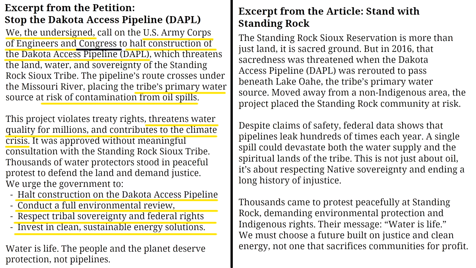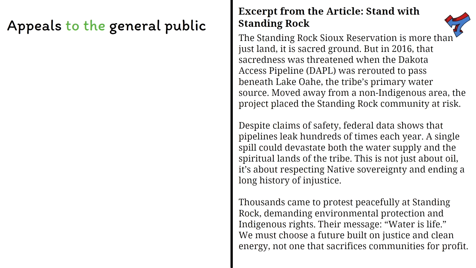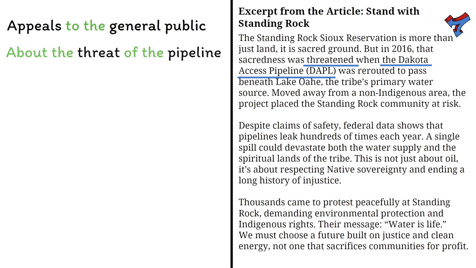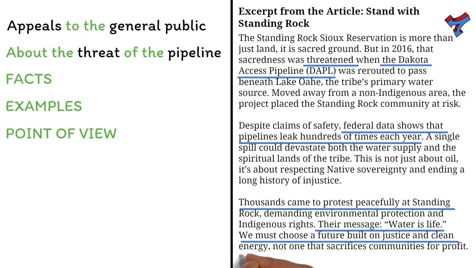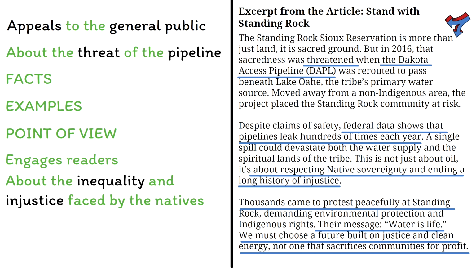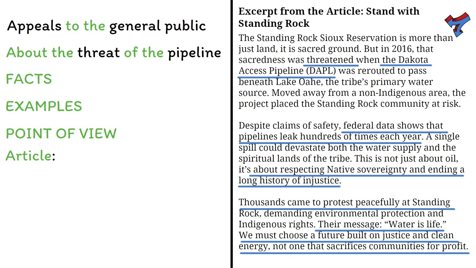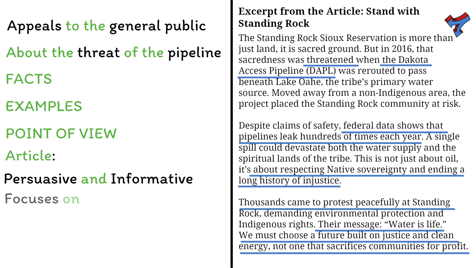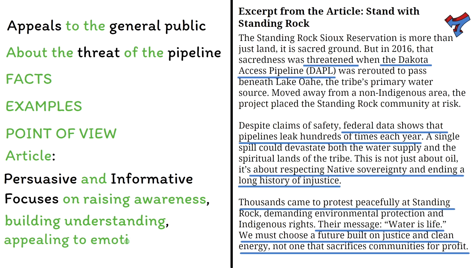Now, when we look through the article, we see that it appeals to the general public about the threat of the Dakota Access Pipeline. The article does this by using key features such as facts, examples, and point of view, all highlighting the risks the pipeline places on local residents. The article engages the readers too about the inequality and injustice faced by the natives. So we can say that this article is a persuasive and informative message that focuses on raising awareness, building understanding, and appealing to the emotions of its readers about the Dakota Access Pipeline issue.